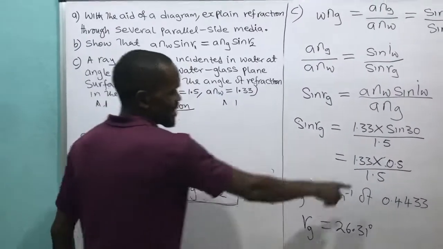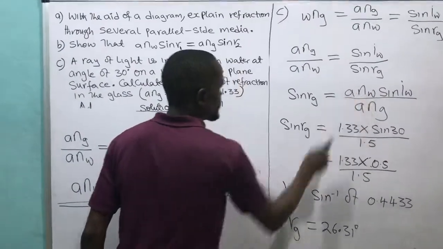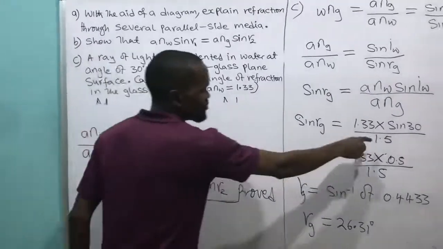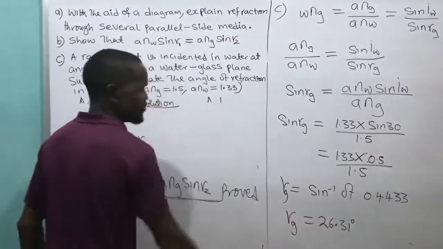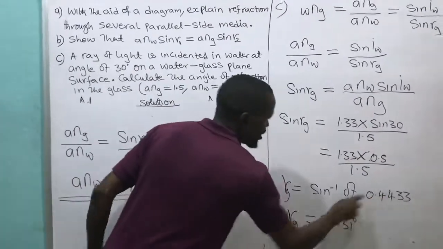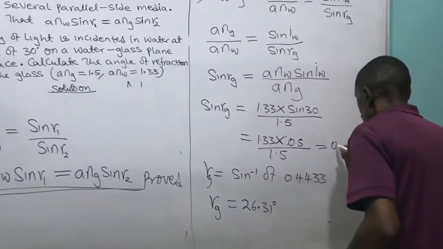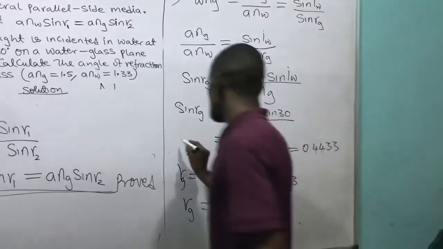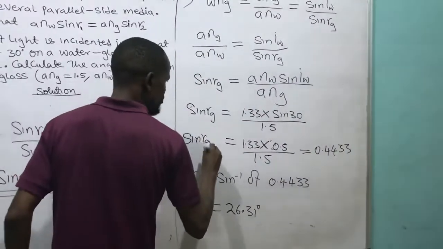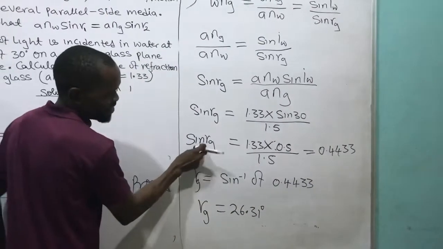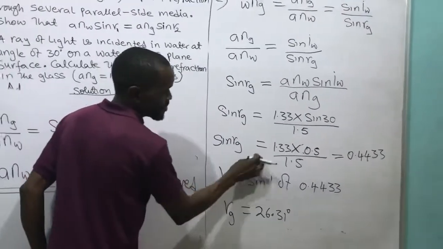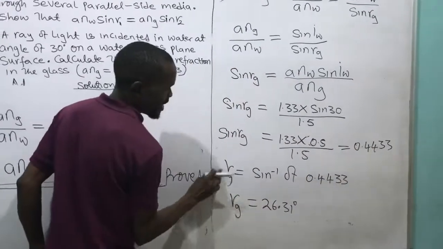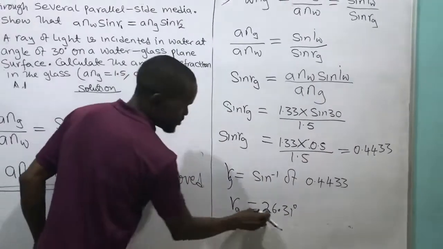Are you getting what I'm saying? Sine 30 is 0.5 times the refractive index of water, which is 1.33, over the refractive index of glass, which is 1.5. When you divide them, it gives you 0.4433. Then you will now say the refraction in glass becomes sine inverse, because this is equal to this. You now find the sine inverse of this, and that will give you this.